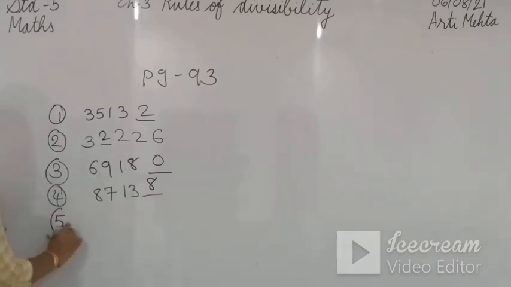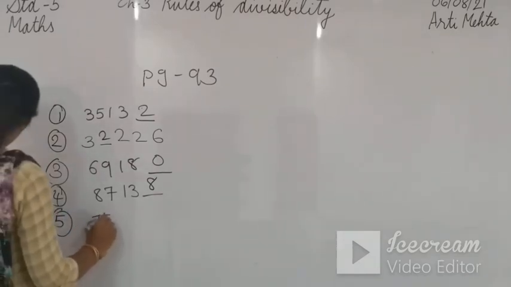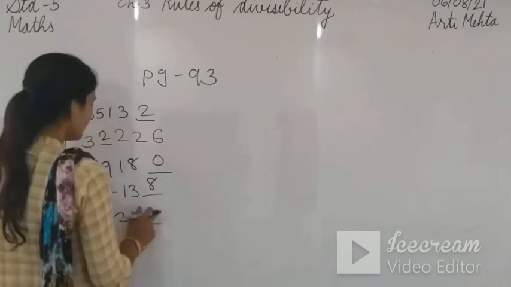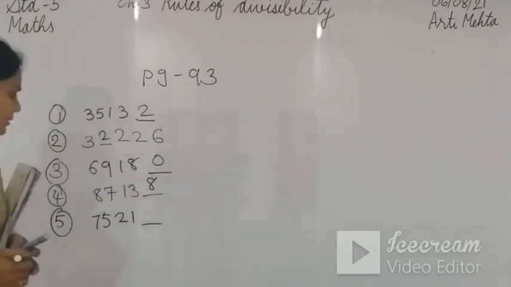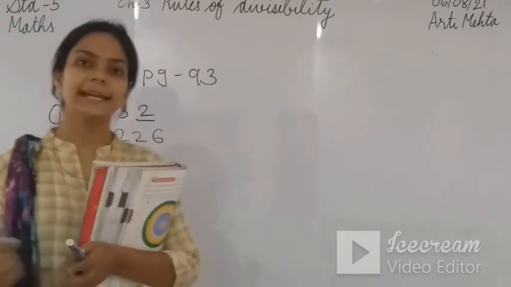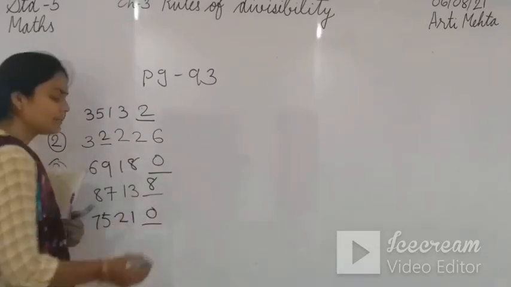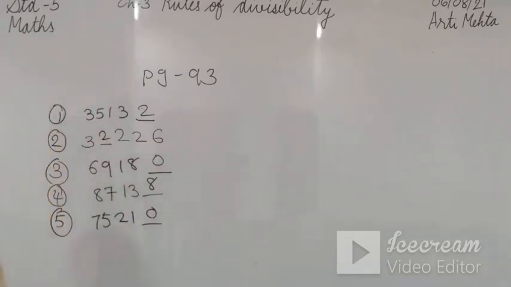Okay, now the fifth one is 7521 blank is divisible by 10. What was the rule of divisibility by 10? If the ones place is 0, then we can divide by 10. Okay, so this only has to be written in the textbook.